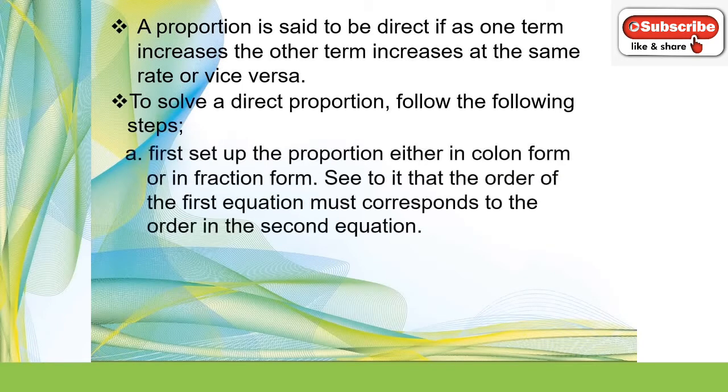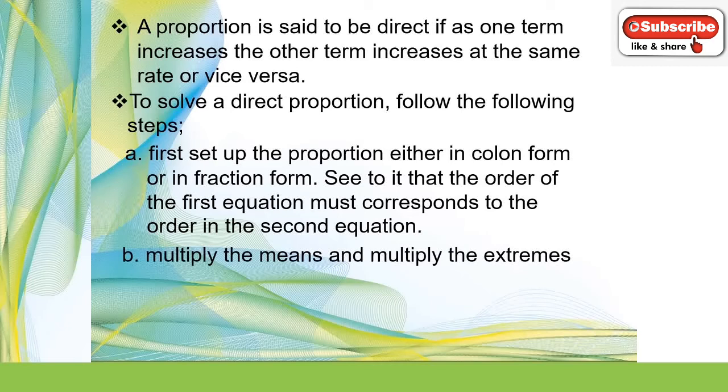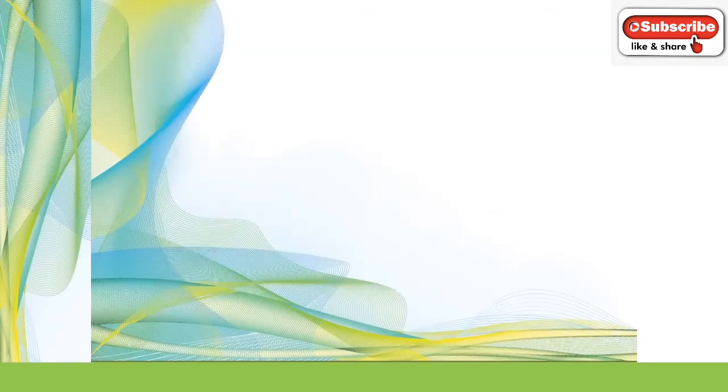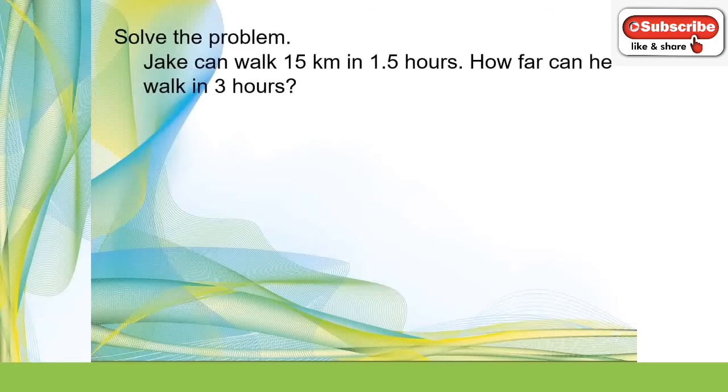First, set up the proportion either in column form or in fraction form. See to it that the order of the first equation must correspond to the order in the second equation. Then multiply the means and multiply the extremes, and divide both products by the numerical coefficient. Together, let us solve this problem. Jake can walk 15 kilometers in 1.5 hours. How far can he walk in 3 hours?